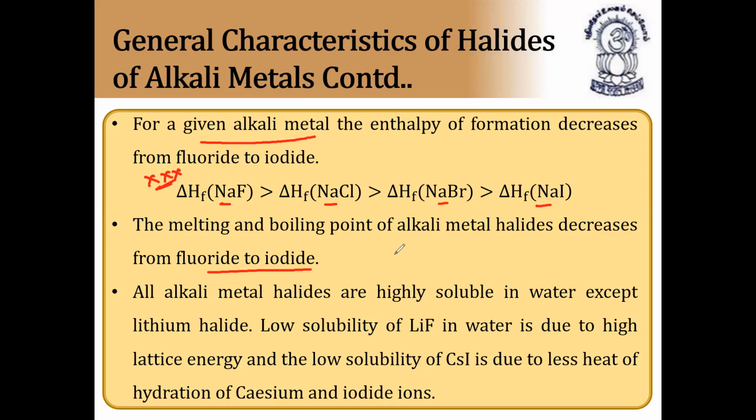All alkali metal fluorides are strongly ionic when compared to iodides. So that's why their melting points decrease from fluoride to iodide. So what do you understand by this? Sodium fluoride has a higher melting point than sodium chloride, than sodium bromide, than sodium iodide. This is the melting point order of the same given metal.